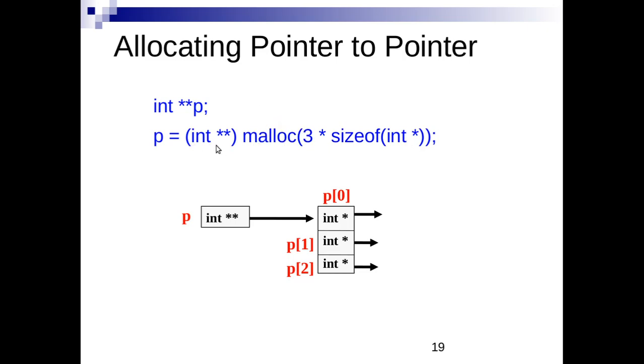And then it's assigned to int star star p. You used int star star type casting. Why do you do that? Well, the type of the data stored in this array is what? It's int star, 3 of them, 3 int stars. And so what you need to assign to p is a pointer to int star, which is int star star, which is what you do.